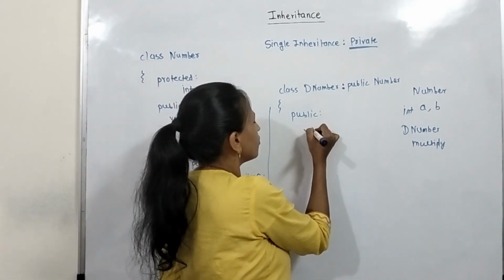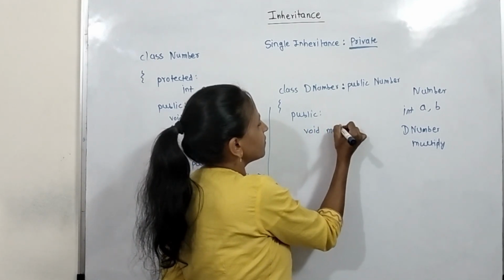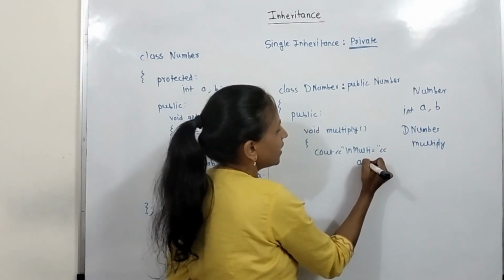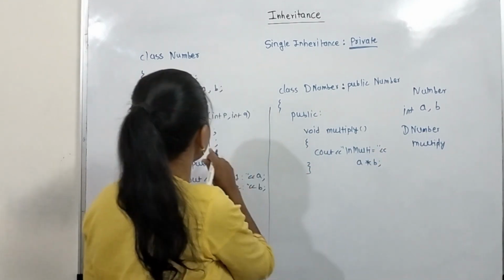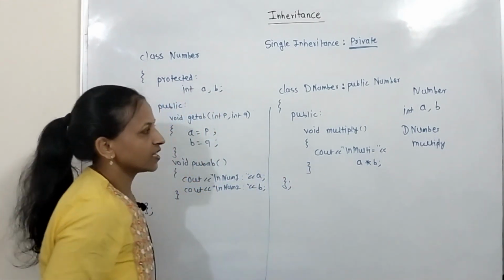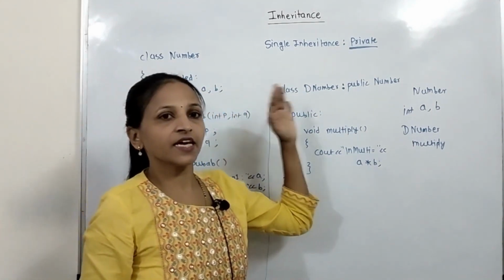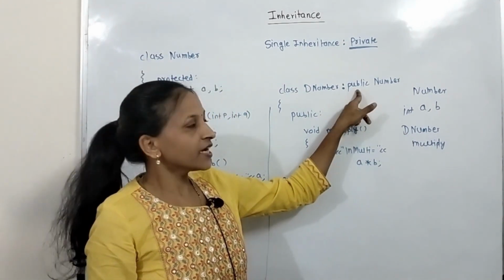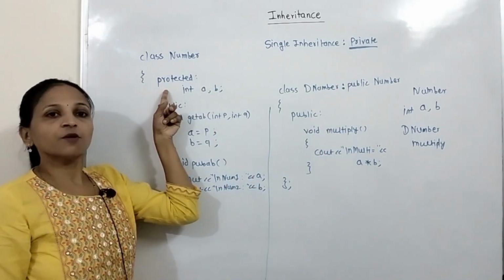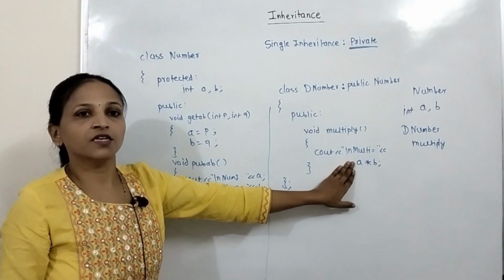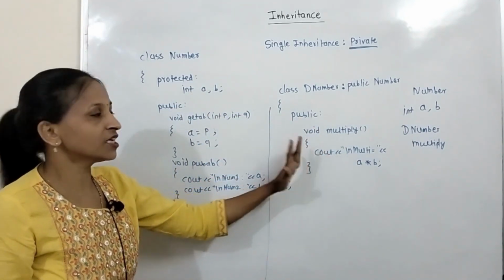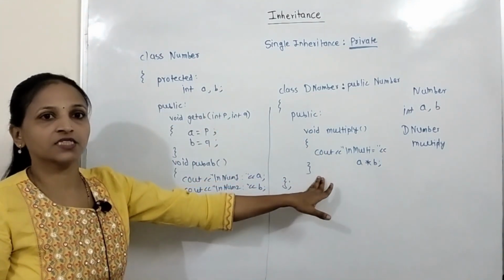Now here void multiply. See, cout multiplication is equal to A into B. These are the two data members, A and B. That's it. Close the class. Now here we can access these A and B directly, because this inheritance is public inheritance, as well as these two data members are protected. That's why this is allowed. The protected members are accessible inside derived classes. If these two are private, then we cannot access them here.